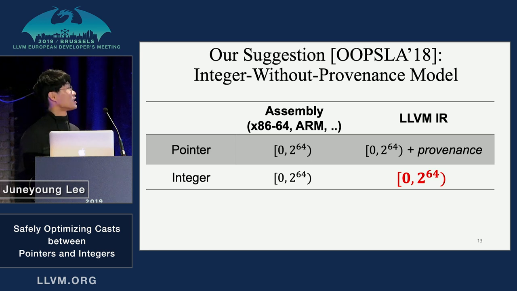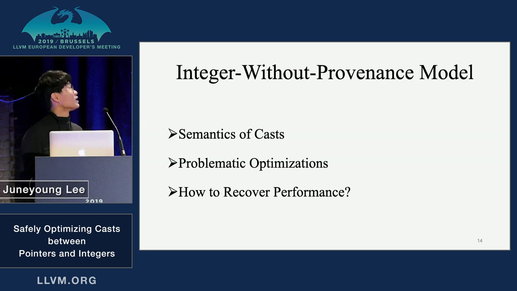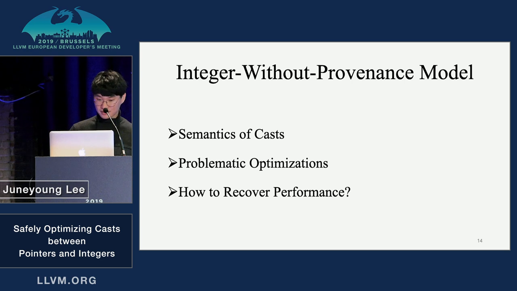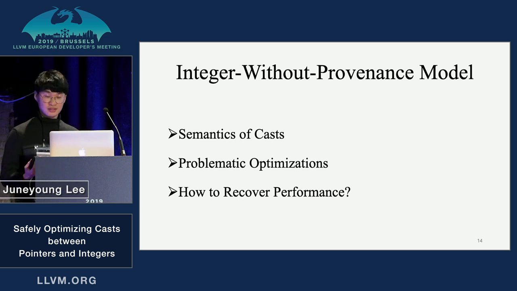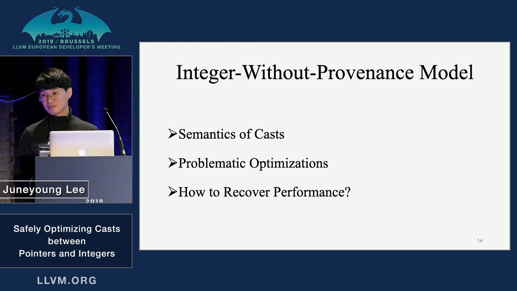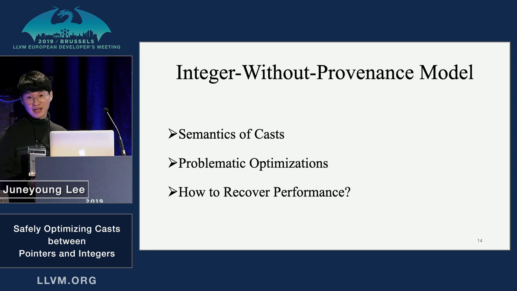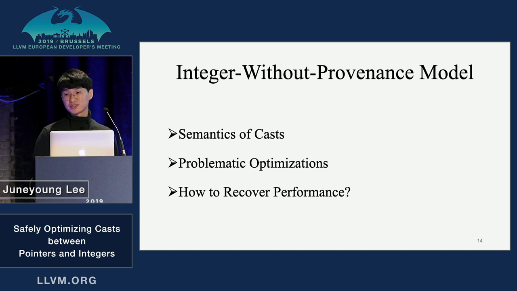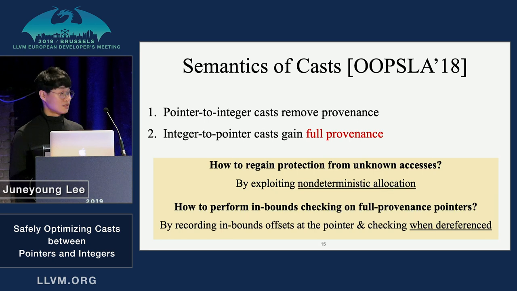So let me describe this model a bit more by introducing three things. First, what is the exact meaning of casting between pointers and integers? Second, what are the problematic optimizations which cannot be supported anymore with the integer without provenance model? Third, how can we recover performance after disabling these optimizations by adding alternative transformations between pointers and integers? Yeah, let's go to the first thing.